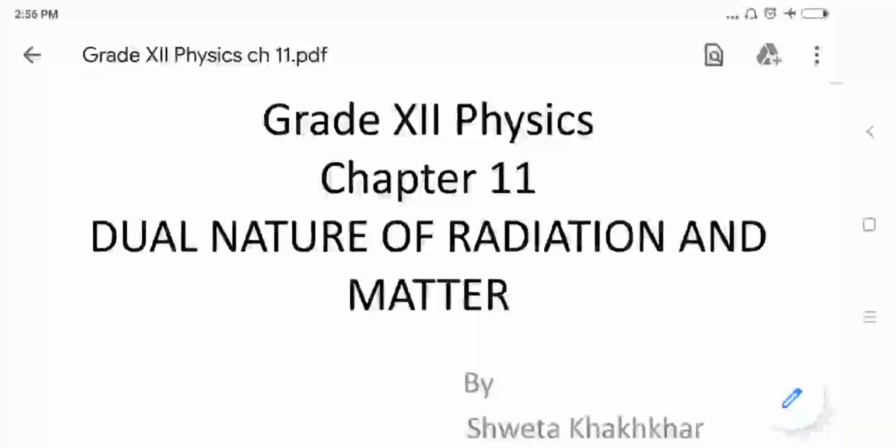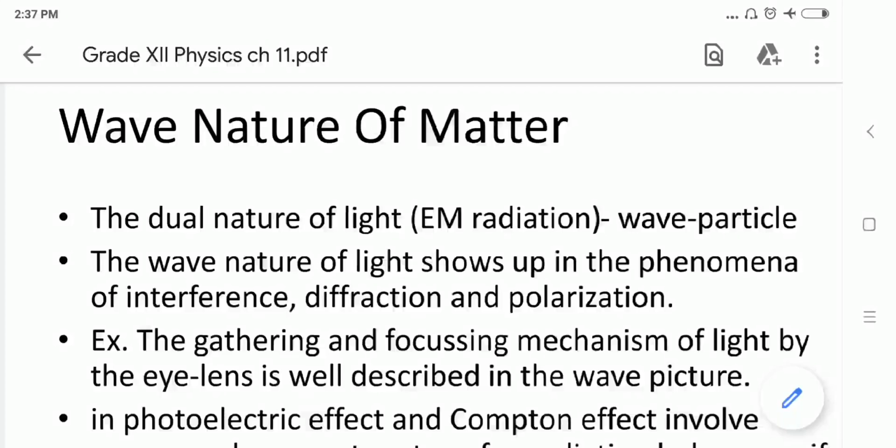Hello students, let us start our new session of chapter number 11, Dual Nature of Radiation and Matter. Now let us understand the new concept, wave nature of matter. Matter is basically having some mass and occupies some space.